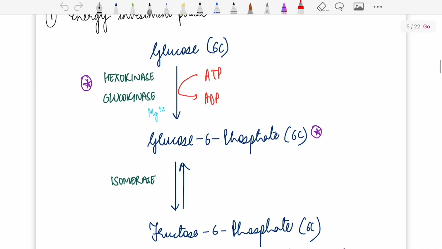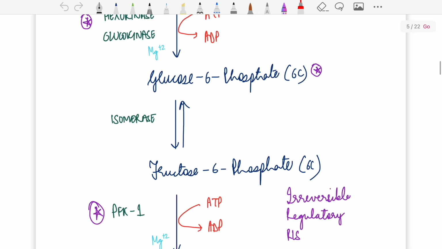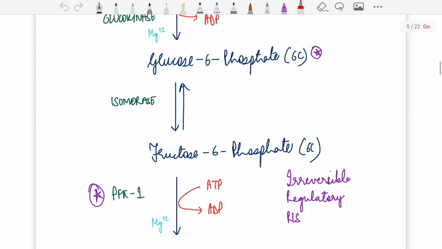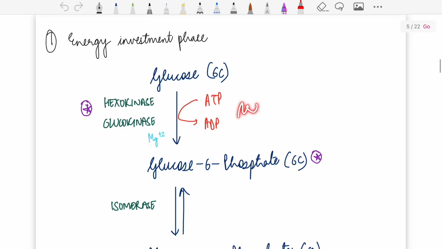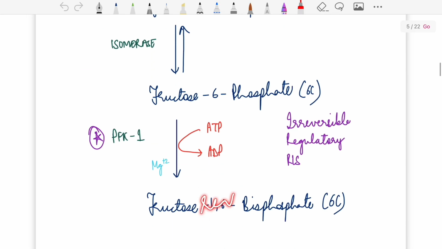Now, you can have a question: what is the difference between hexokinase and glucokinase? It is a very important one. We'll discuss it. Now, this glucose 6-phosphate is converted to fructose 6-phosphate by the enzyme isomerase. So this is a reversible reaction. So this was irreversible, then this was reversible, and the reaction that we'll be talking about is irreversible again, right?